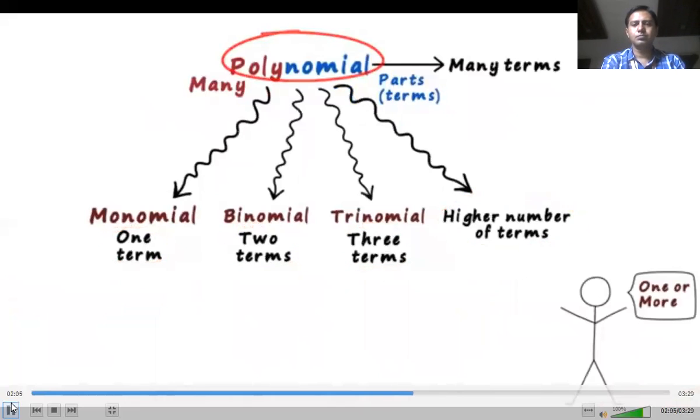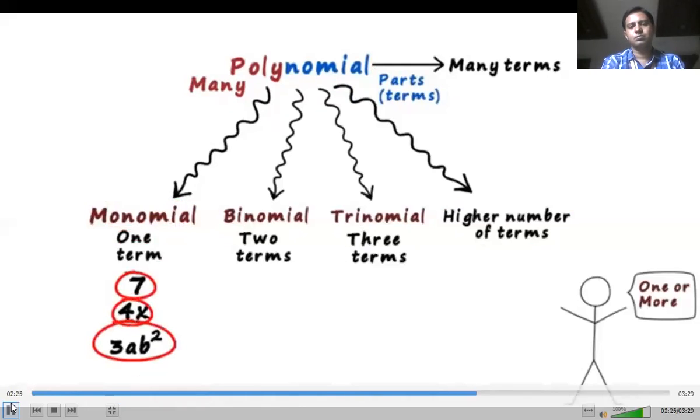Let's look at a few examples of each. The number 7 is a monomial. It's just one term. 4x is also a monomial. It's just one term as 4 and x are multiplied. Even 3ab squared is a monomial. And yes, all these expressions are also polynomials. An example of a binomial would be 4 plus x. The plus sign separates the terms.